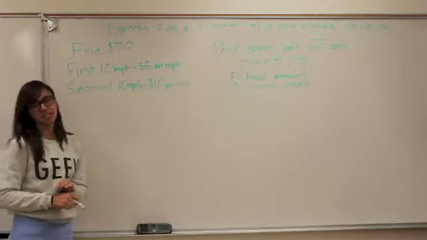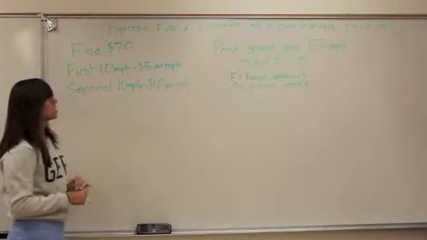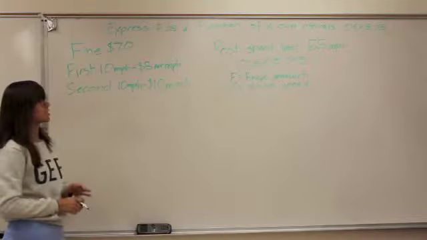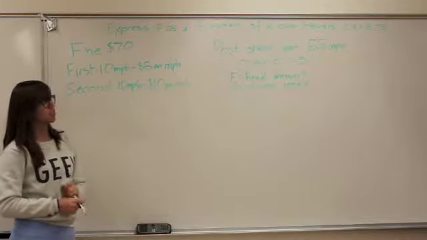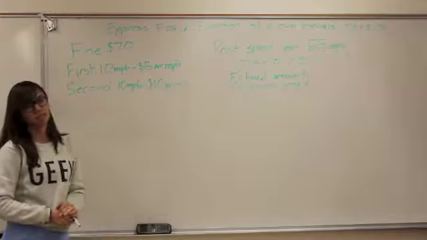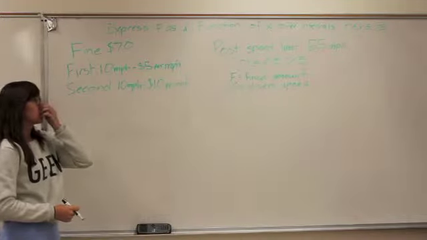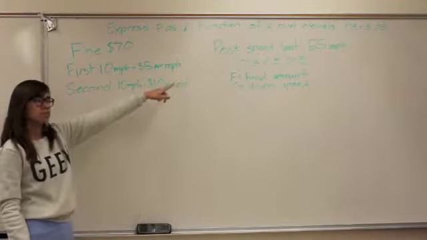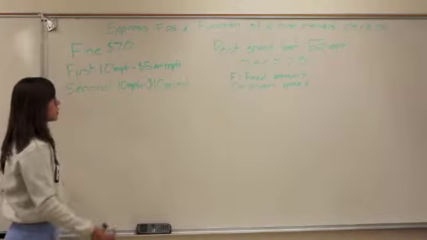So this problem is a speed trap problem, and the problem basically asks us to express f as a function of x over the intervals 0 to 75. So the first thing I want to focus on is the first interval.